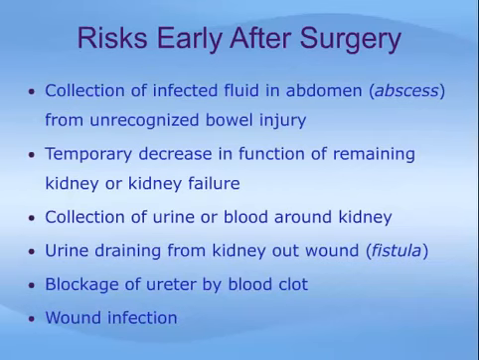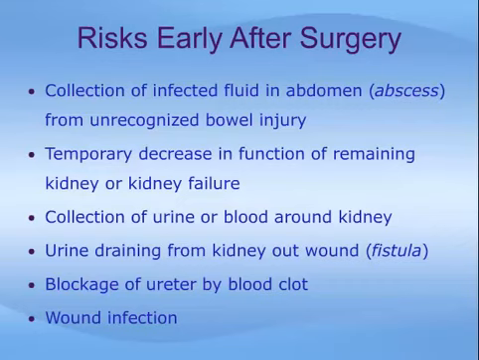A collection of infected fluid in the abdomen, called an abscess, can occur from an unrecognized bowel injury. If the opposite kidney is absent or does not have optimal function, there may be a temporary decrease in overall kidney function, or even kidney failure requiring dialysis. Urine may leak out of the kidney and collect around it, and this is called a urinoma. Similarly, blood can collect around the kidney, and this is called a hematoma. Urine can rarely drain out of the kidney and through the wound. This is called a fistula.